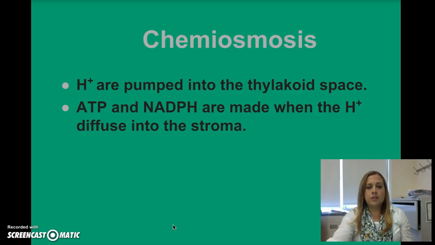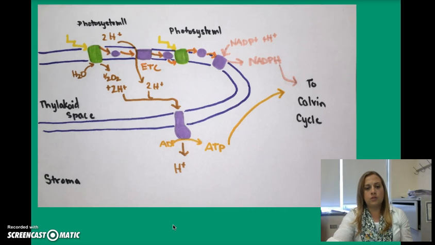So you're going to have hydrogen ions pumped into the thylakoid space. With cellular respiration, we were looking at the hydrogen ions being pumped into that intermembrane space, so they were building up that hydrogen ion concentration quickly. Here this is happening in the thylakoid space. And then ATP and NADPH are made when the hydrogen ions diffuse into the stroma.